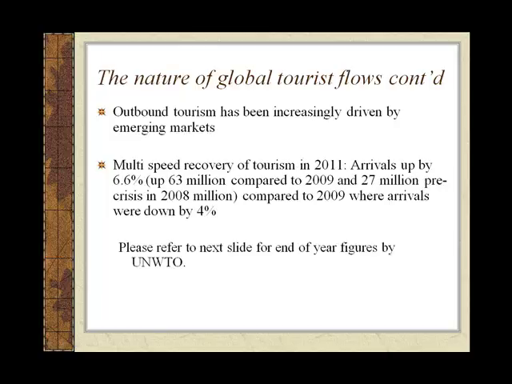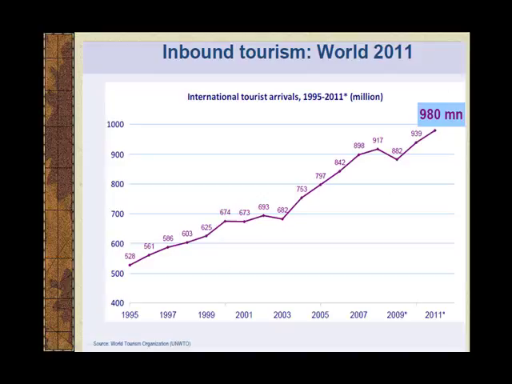So arrivals were up by 6.6% worldwide, and again, you can just see that up 63 million compared to 2009, and 27 million pre-crisis in 2008. And in 2009, arrivals were down by, I think, just over 4% actually. There is this next slide where you can see some of the figures, and you can actually see some significant breaks here as well.